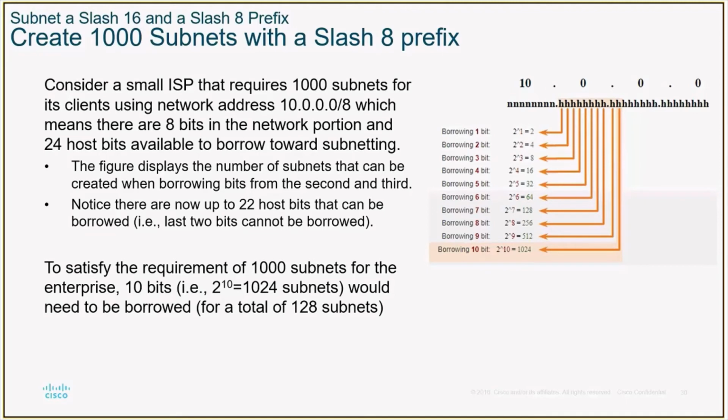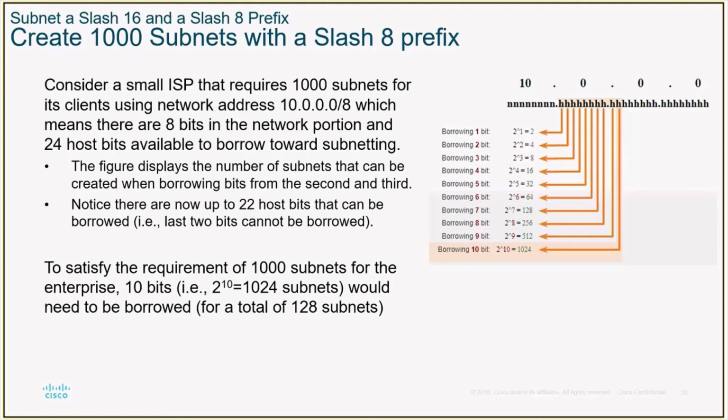All right, so now we're using a different example. How do we calculate that we want 1,000 subnets? So this is an ISP apparently. And so its clients using the network address 10, good idea, which means there are 8 bits in the network portion and 24 host bits available for you to play with.